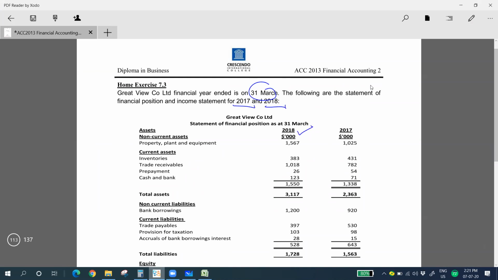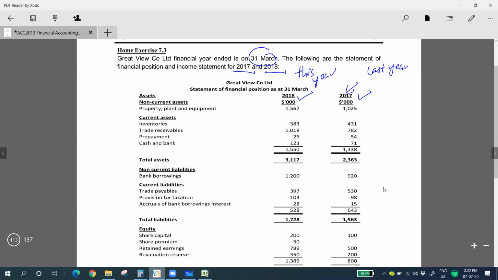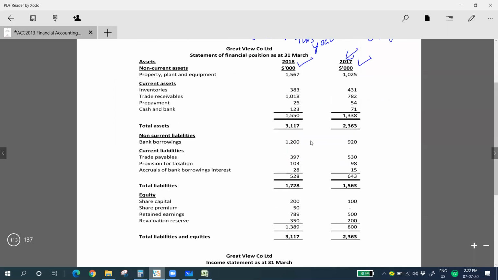So this is 2018, this is 2017 data. This is last year, and for 2018, this is this year. The assignment working, yes, I will discuss at our last lesson. This one I will share with you later. This one we talk about later. All right. So this is the statement of financial position for the year 2017 and 2018.